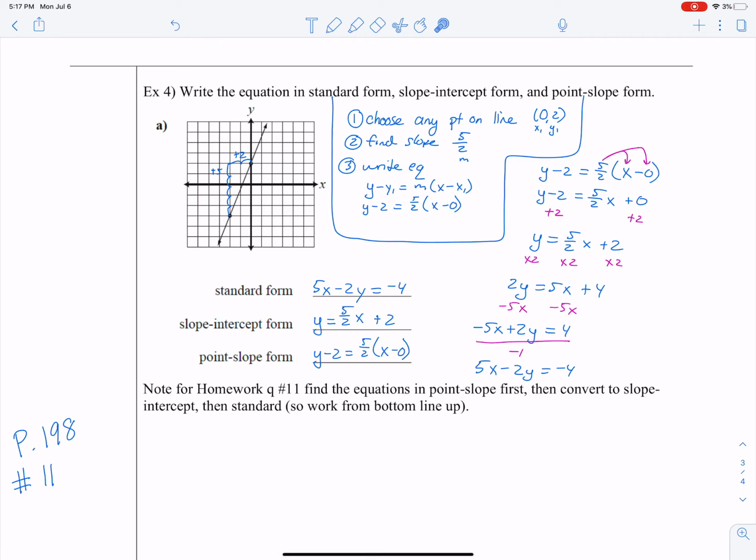Okay, so the rest of number 11 on page 198 is the same. You start here, and then you go to the other 2 forms. You can pick any point that you want. So I could have started with this point. I could have also started with that point. It doesn't matter for my point slope form. And so go ahead and try that question out.